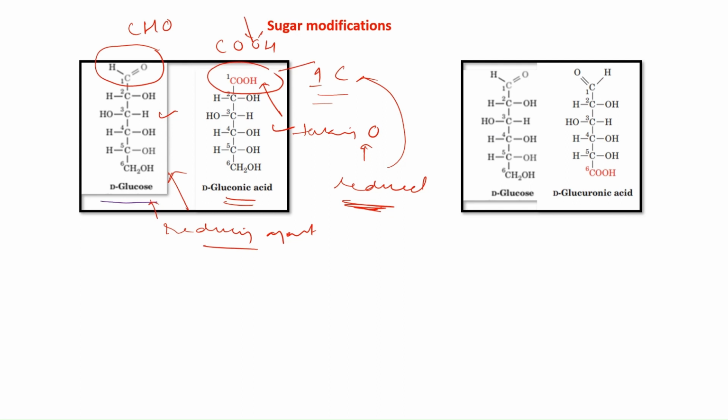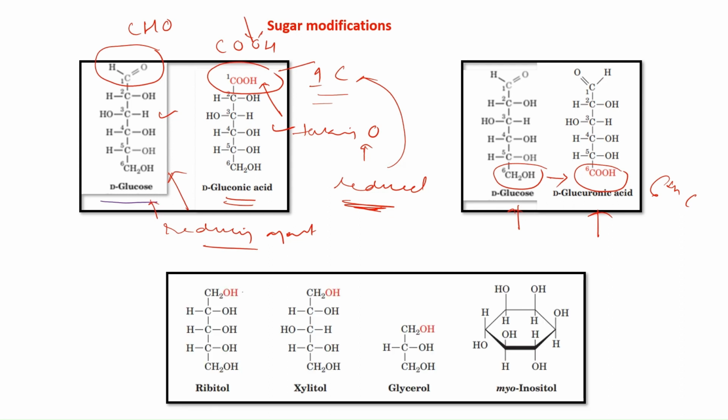Next modification, oxidation at sixth position, sixth carbon. CH2OH getting converted into COOH. Here also sugar is converting into acid. But how? Glucose is getting converted into glucuronic acid. When the first carbon is getting oxidized, glucose converted into gluconic acid. When the sixth carbon is oxidized, glucose converts into glucuronic acid.